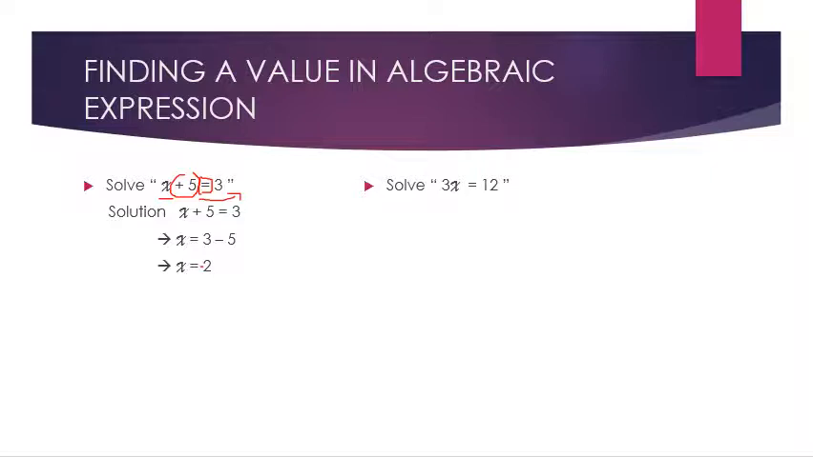Now we solve this one. 3x equals 12. 3x is the same thing as 3 multiplied by x, with a dot.